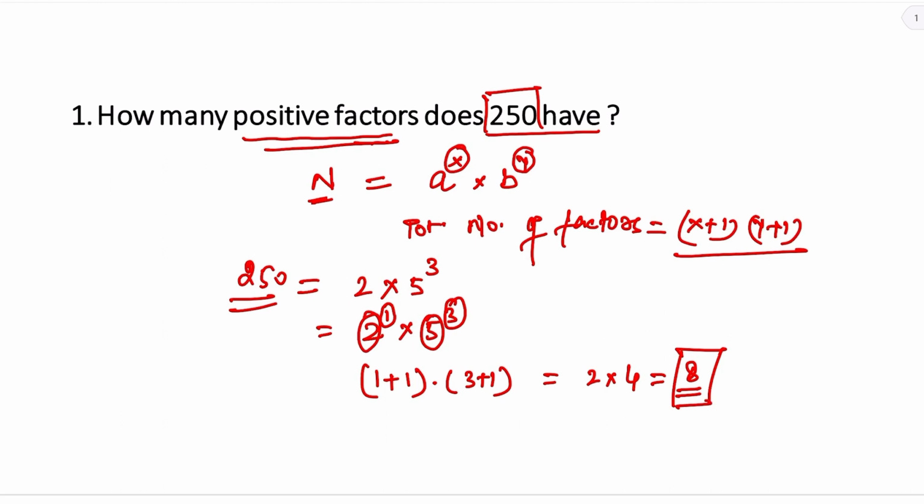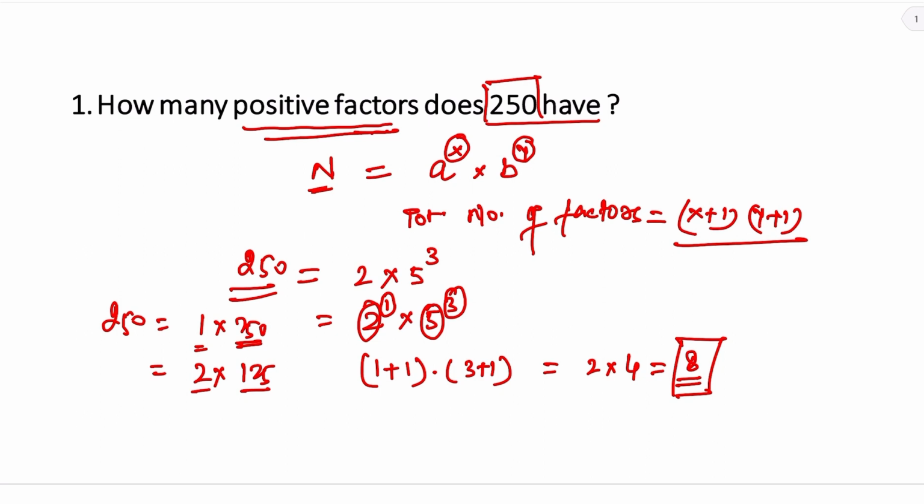We can see some of them as example. Like for 250, one factor will be 1, another factor will be 250 itself, then 2 into 125. So these are two other factors. Then we can also say 5 into 50. So likewise there will be more. So total 8 factors will be there in case of 250.